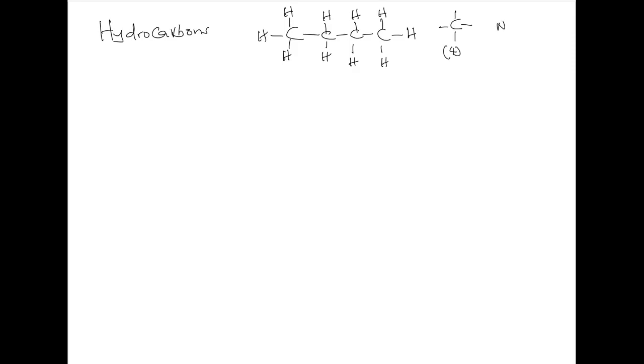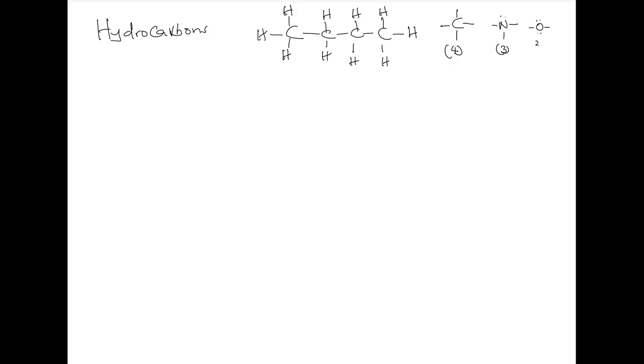Nitrogen has 5 valence electrons, so it needs 3 more in order to acquire an octet state. So then nitrogen has a bonding capacity of 3. Oxygen has 6 valence electrons, so it needs 2 more electrons to acquire an octet state. So what's the bonding capacity of oxygen? Well, your guess is as good as mine. It's going to have a bonding capacity of 2. Fluorine has 7 valence electrons, so it needs 1 more. So therefore, fluorine is going to have a bonding capacity of 1.